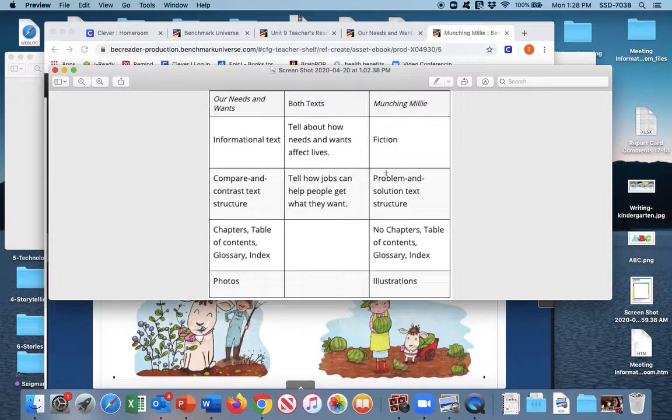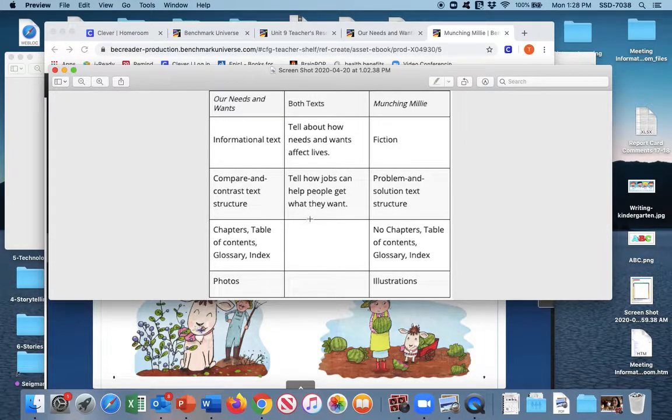So we are going to take one last look at our chart here, boys and girls. I want you to take a look at it. If you can read it, great. If not, maybe somebody can read it to you. We see in our needs and wants, both texts, and then Munching Millie on our chart. The ones in the middle are the ones that are the same.